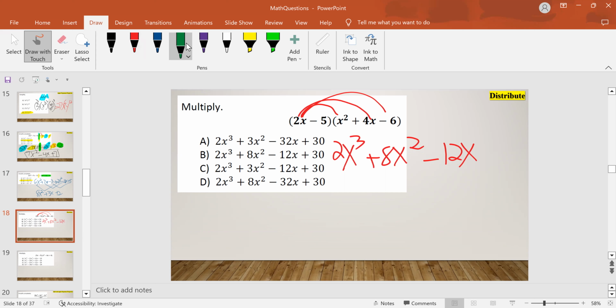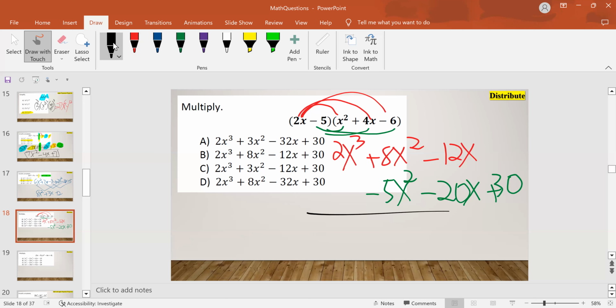After that, we'll do multiplication between negative 5 and the x squared. It has to be negative 5, not the 5, but negative 5. So negative 5 multiplied by x squared gives you what? Negative 5x squared. Negative 5 multiplied by positive 4x gives you negative 20x. Okay, the same negative 5 this time multiplied by negative 6 gives you positive 30. Negative multiplied by negative is positive.